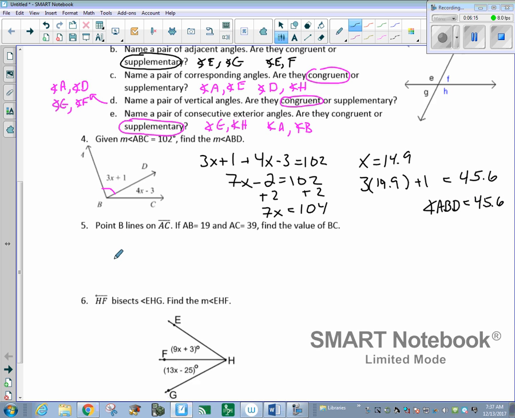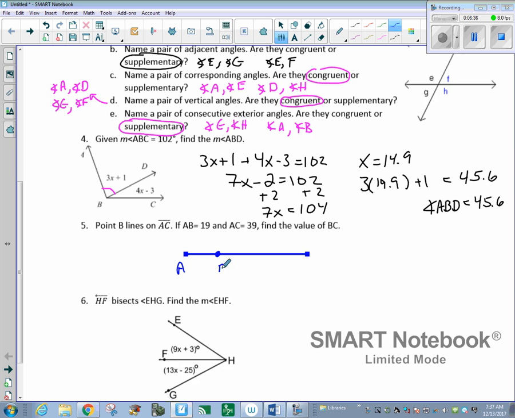All right, so point B lies on AC. AB is 19, AC is 39. What is the value of BC? So the best thing to do is draw a picture of this. So I'm going to draw a line, and then we'll label some points here. They don't tell me where B is, so B I'm going to put like right here.